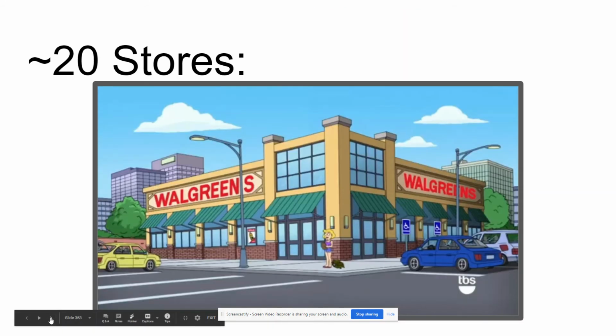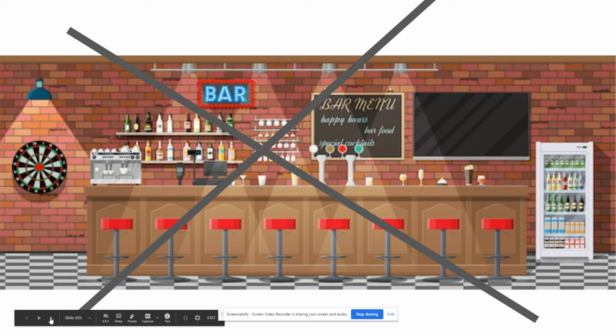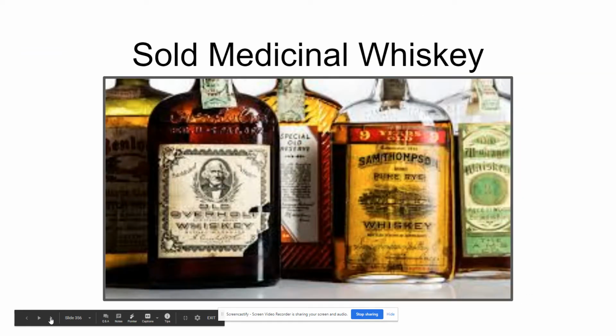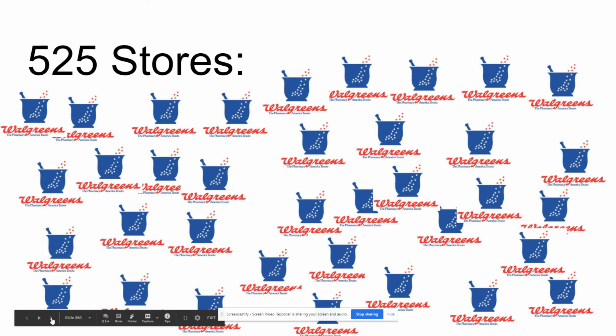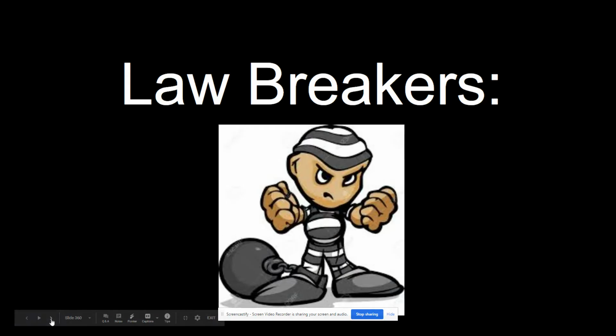Now, an example of this: in 1919, Walgreens only had 20 stores. Now today, they're the biggest pharmacy. In 1920, saloons were closed by the 18th Amendment, and so Walgreens decided to sell medicinal whiskey. And in 1929, they now had 525 stores. Everybody went there with the doctor's note. So you could say that Walgreens, the number one pharmacy in the world, much bigger than CVS, basically owe their success, you could say, to prohibition and then skirting the law.